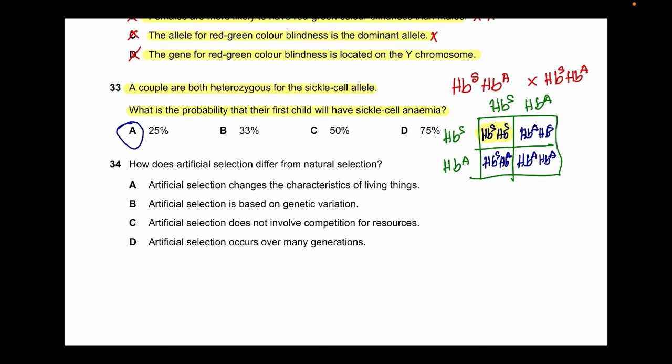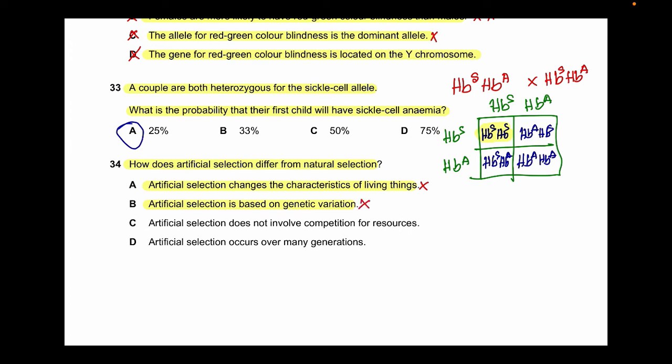Question 34. How does artificial selection differ from natural selection? Artificial selection changes the characteristics of living organisms. So basically, both artificial and natural selection change the characteristics of living organisms, so it's not a unique thing for artificial selection. Artificial selection is based on genetic variation. Both natural and artificial selection actually cause genetic variation.